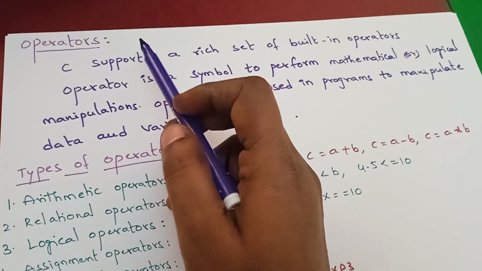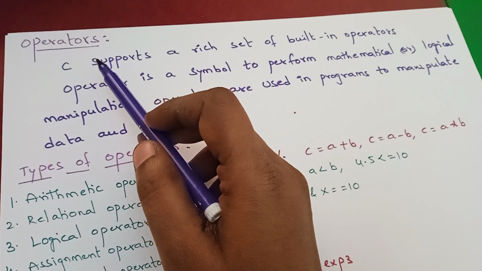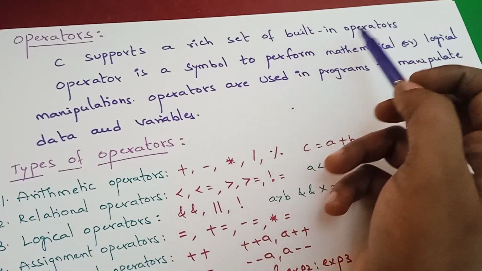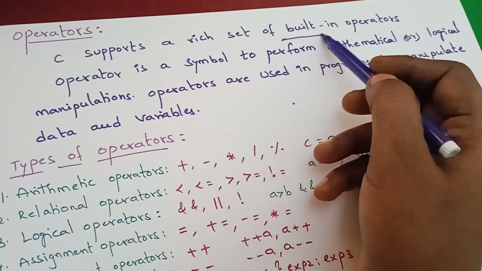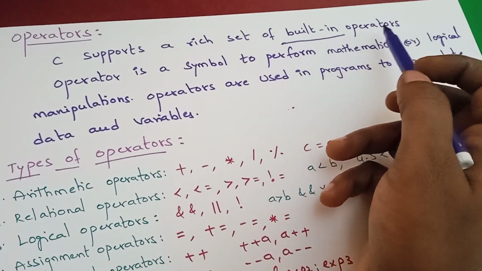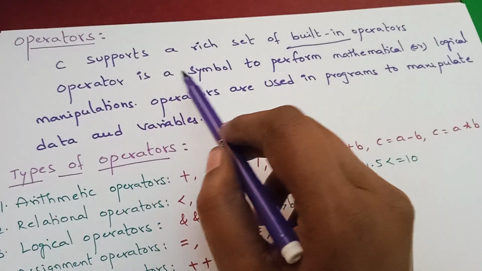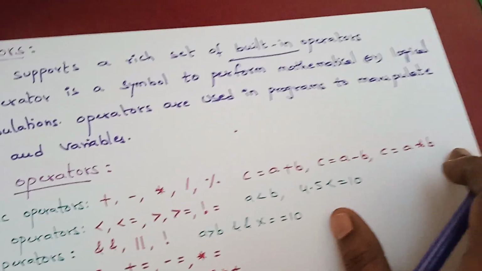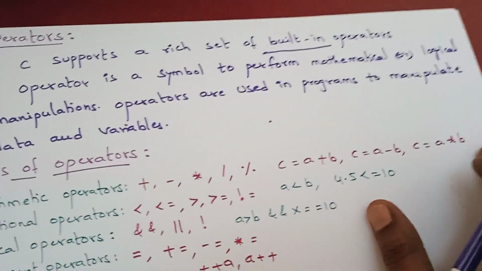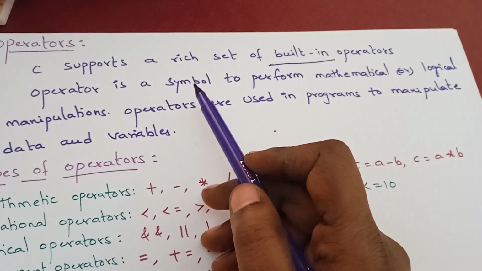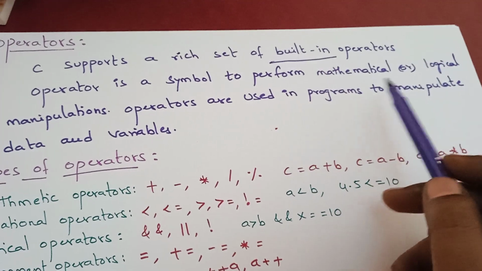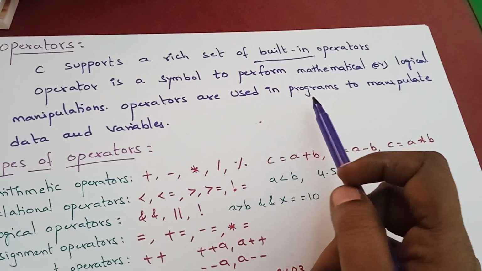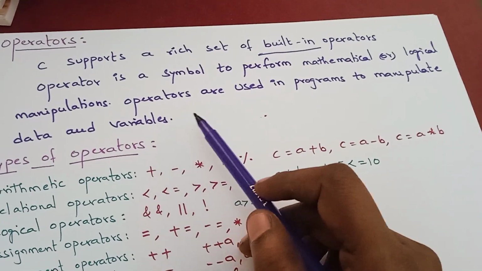Now today our talk is about operators. C supports a rich set of built-in operators. An operator is a symbol to perform mathematical or logical manipulations. Operators are used in programs to manipulate data and variables.